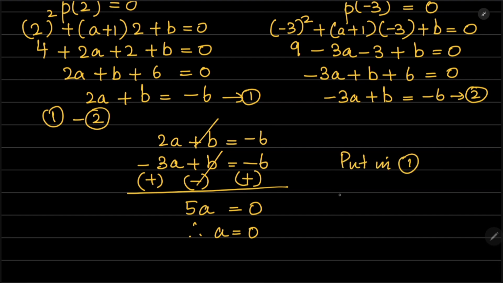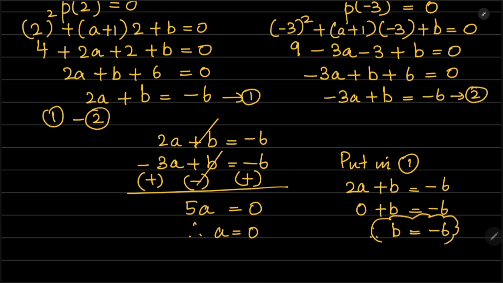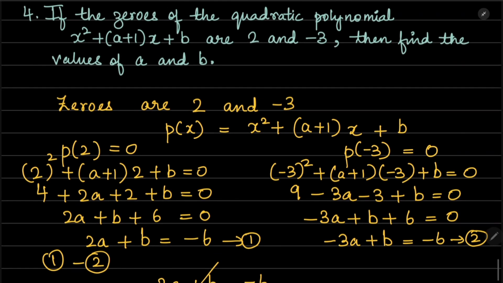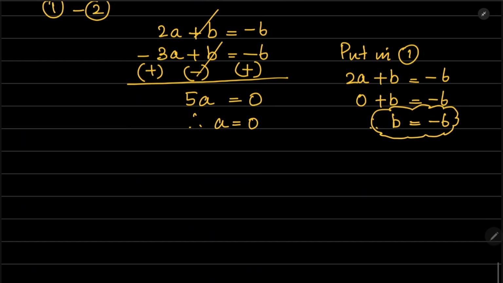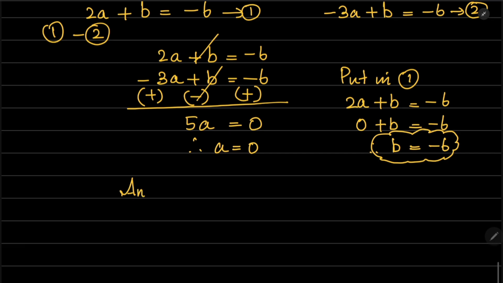Put in equation 1. So what is equation 1? 2a plus b equal to minus 6. So it's 0 plus b equal to minus 6. Therefore, your b is nothing but minus 6. What are you asked? You are asked to find a and b. Therefore, a is nothing but 0 and b is nothing but minus 6. These are the values of a and b.